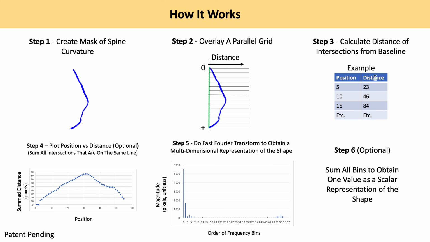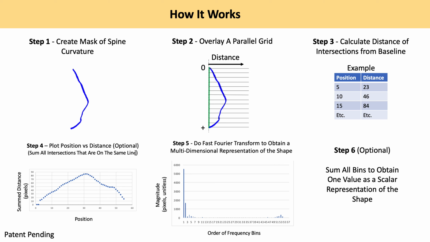These calculations give you the data in step three, that is position and distance. Once you get data in this form, you can then, if you want, plot it to visualize it, which is not necessary, but we do it just for illustrative purposes. Of course, every radial line that intersects more than one blue line, those distances are summed together so that there's only one value for each position line.